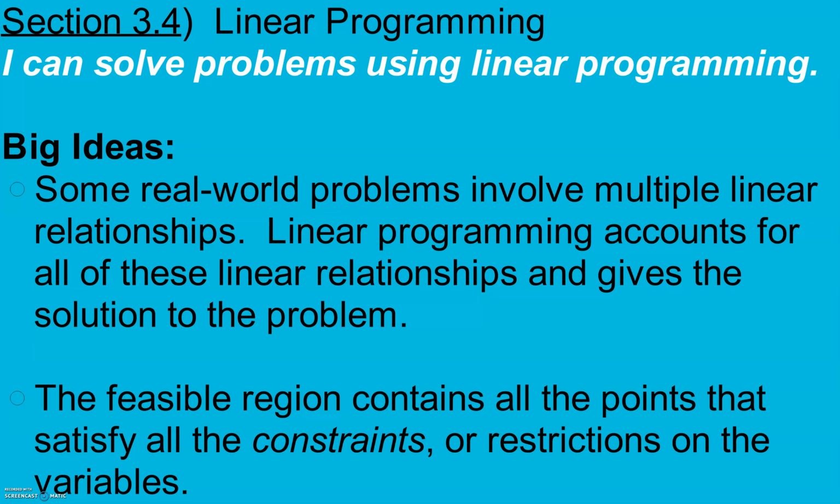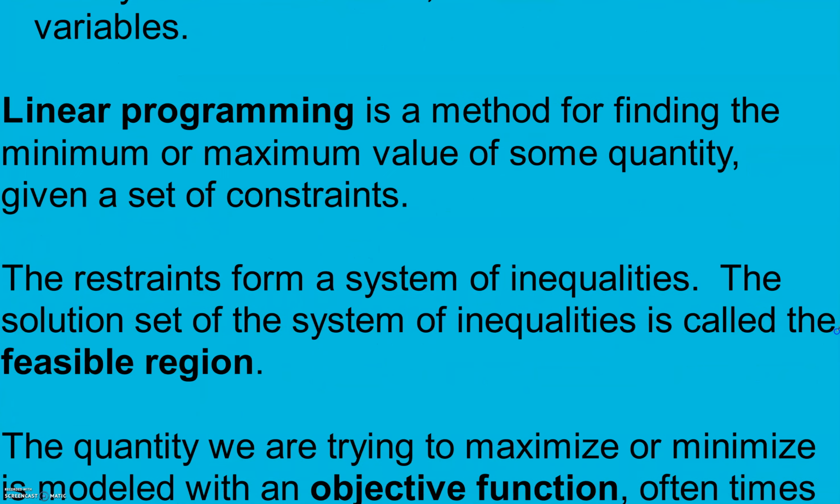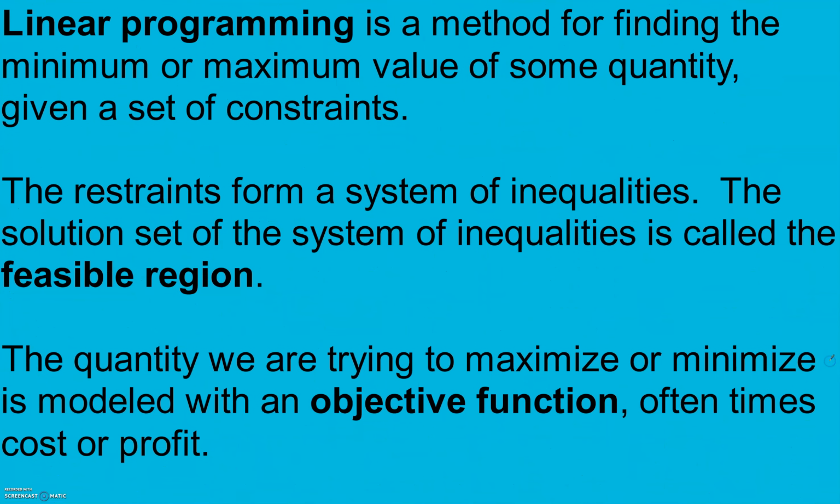The feasible region contains all the points that satisfy all the constraints, and those are restrictions on the variables. Again, linear programming is a method for finding the minimum or maximum value of some quantity, given a set of constraints. The constraints form a system of inequalities. The solution set of the system of inequalities is called the feasible region. So we're going to graph all of our inequalities, and the part that's our solution is going to be our feasible region, the part that works.